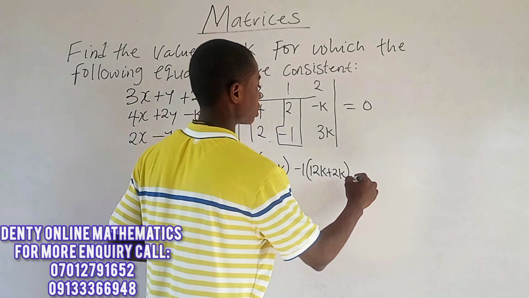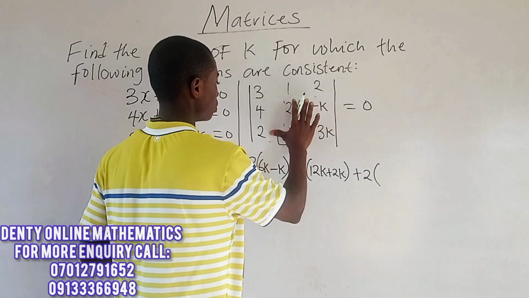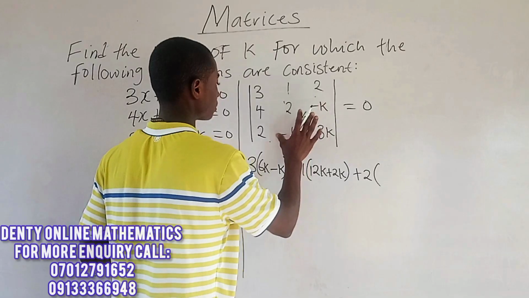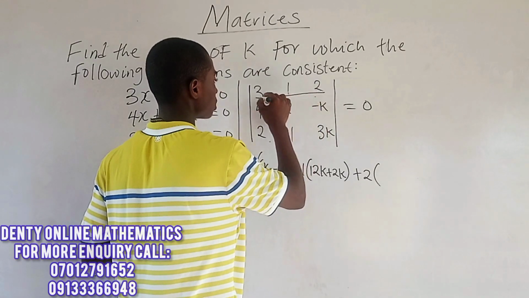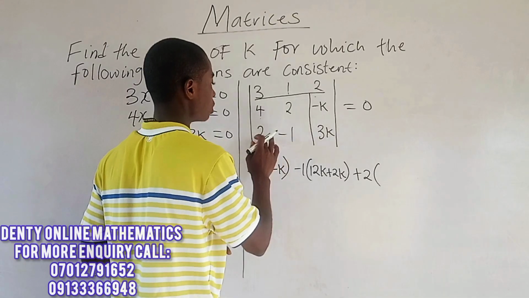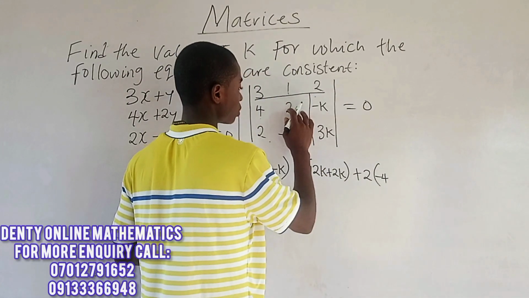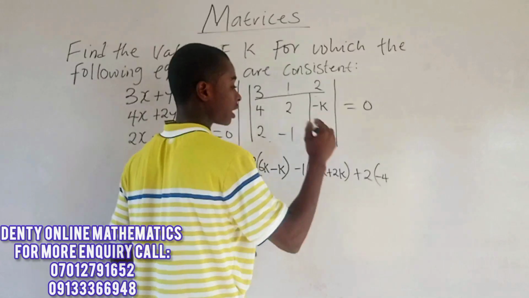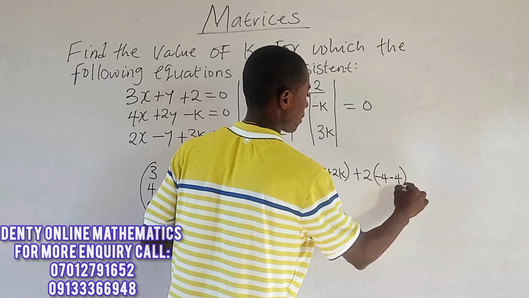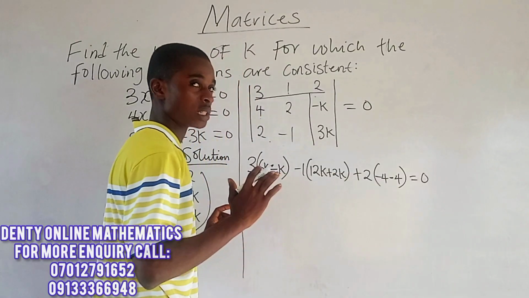Now the next one is plus 2. What am I going to do at this point? I close this row and this column. I'm left with 4, 2, 2 and minus 1. So 4 times minus 1 gives me minus 4, and then 2 times 2 gives me 4. But because of the cofactor sign, that is going to be minus 4. Now all of this is equal to 0, because that's the determinant.